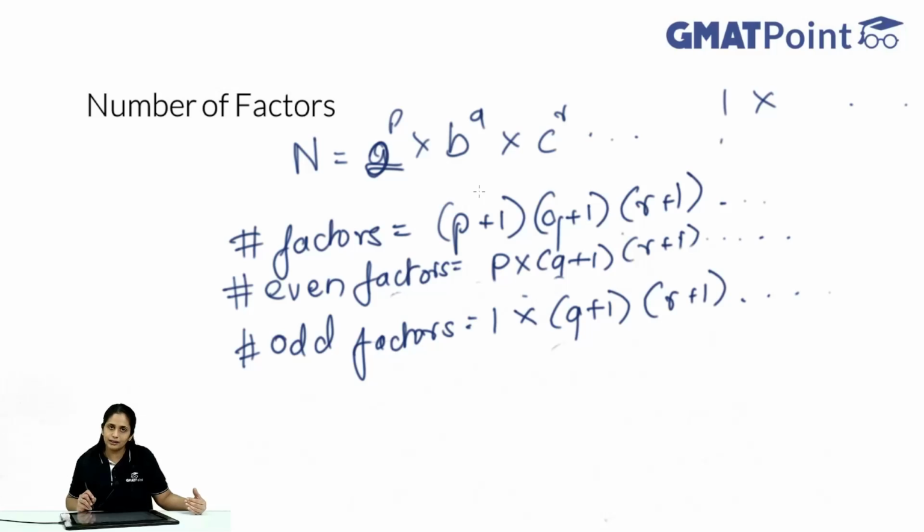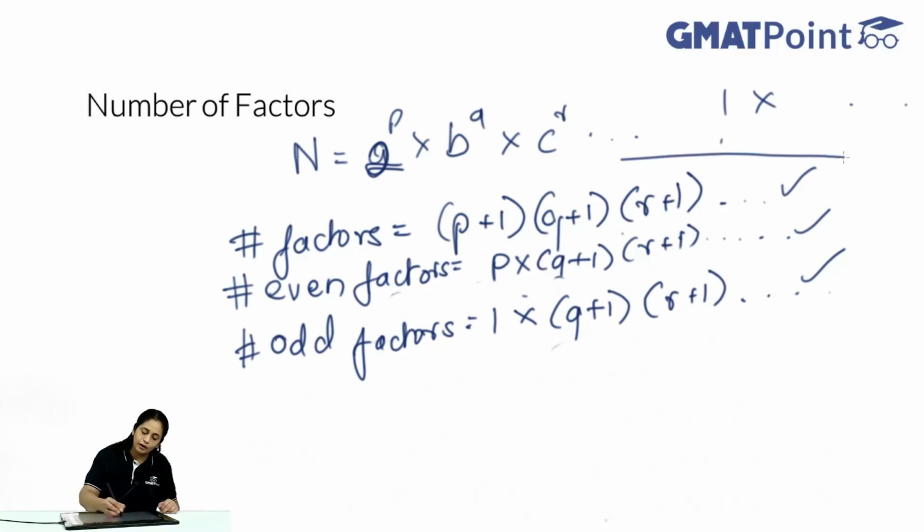So the total number of factors for any number, when you have prime factorized it in that way, is p plus 1 into q plus 1 into r plus 1 and so on. The number of even factors, where p is the power of 2 in that number, is p into q plus 1 into r plus 1 and so on. The number of odd factors would be q plus 1 into r plus 1 and so on. So that is the basic thing that you have to understand when you consider the number of factors as such. These are the formulas that you should remember for the number of factors.